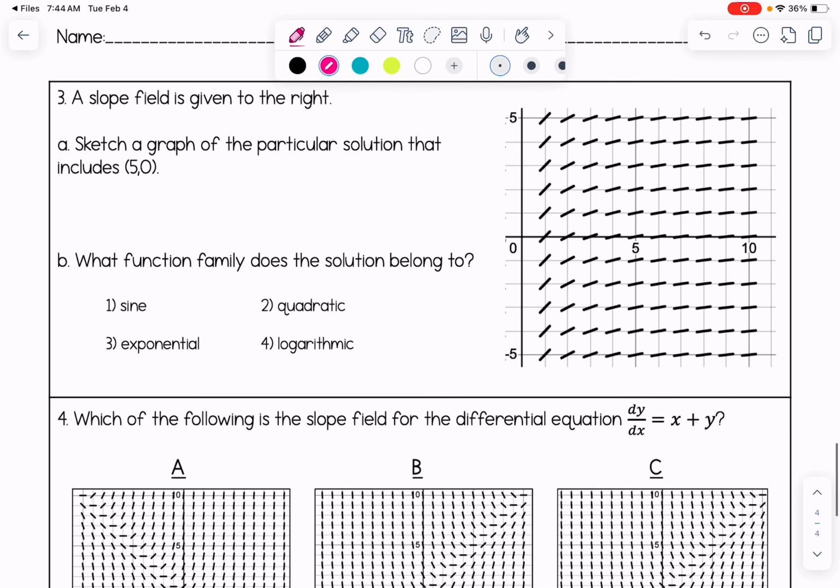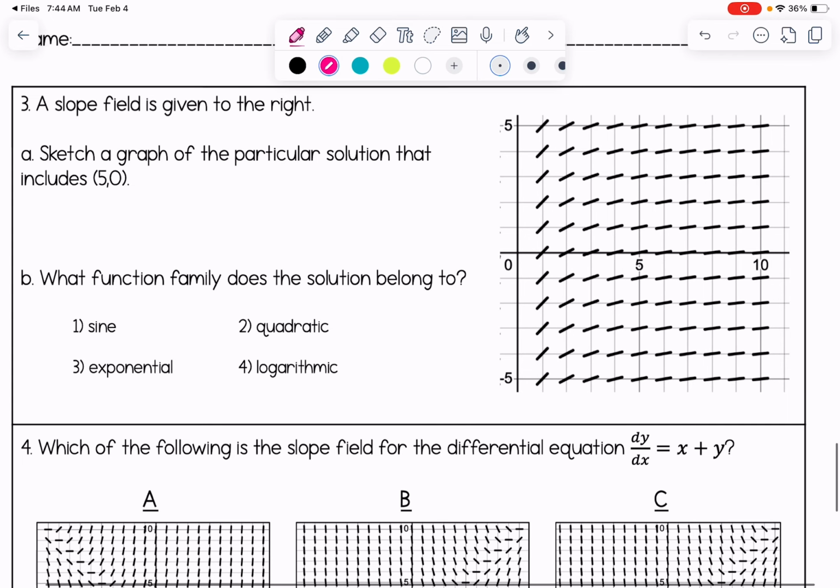Number 3, a slope field is given to the right. For part A, we're going to sketch a particular solution that includes 5, 0. So I'm going to plot 5, 0. And I know when doing a particular solution, you might not know exactly which slopes to connect. So for instance, maybe on that question, you are going to make yours a lot flatter. Okay, as long as we're connecting surrounding slopes and we're going through that particular point, that is a particular solution.